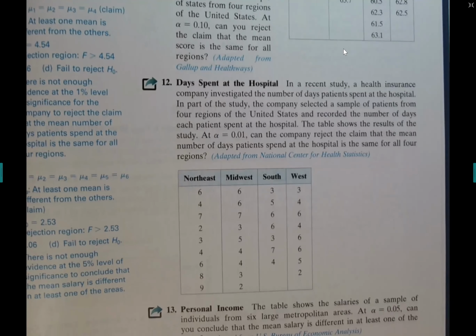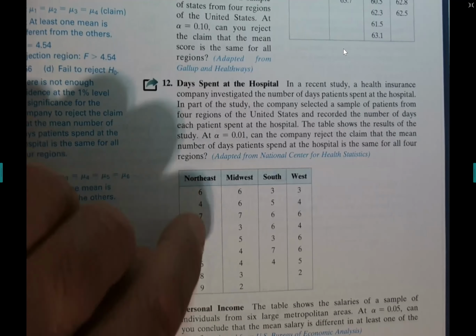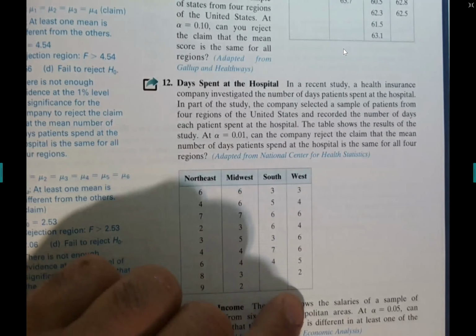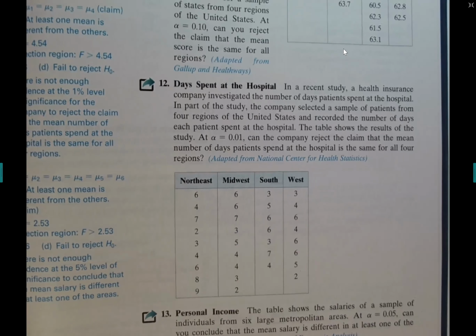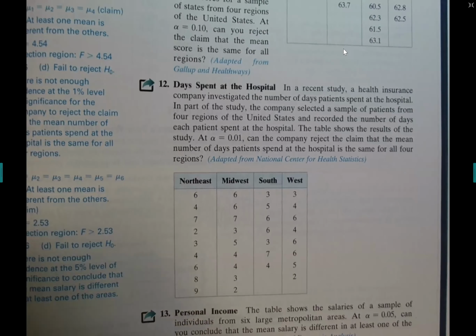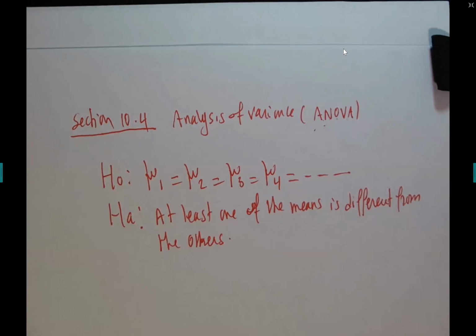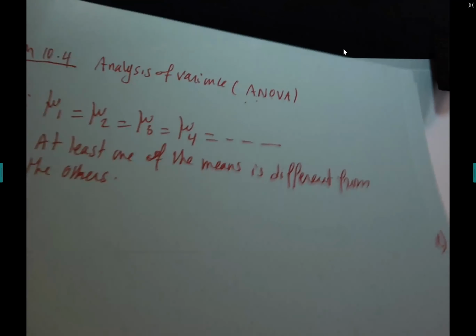What we're going to have to do, the only work that you have to do here, is to enter this data in L1, L2, L3, and L4, and then I'll show you how to run the test here. So this is just to give you an idea of what the analysis of variance test is about. So I'm going to go to this section right now, 10.4.